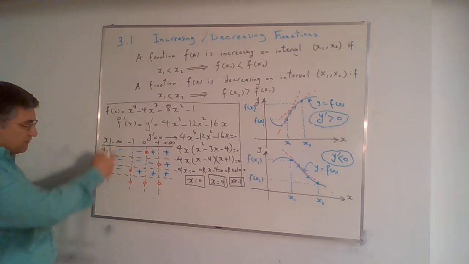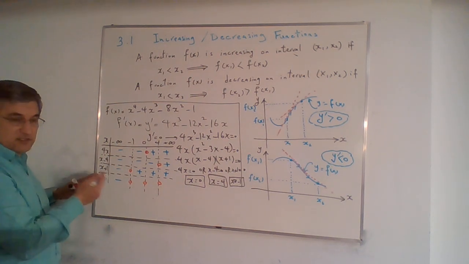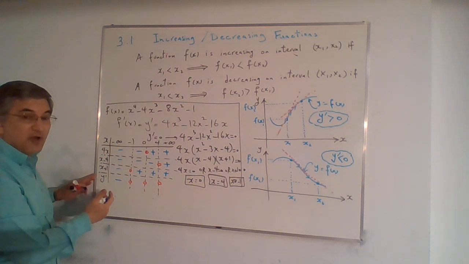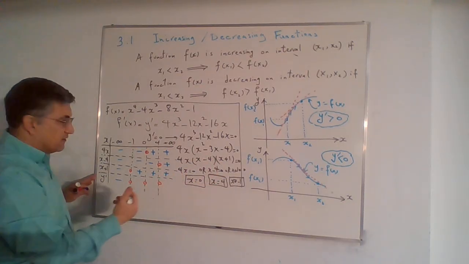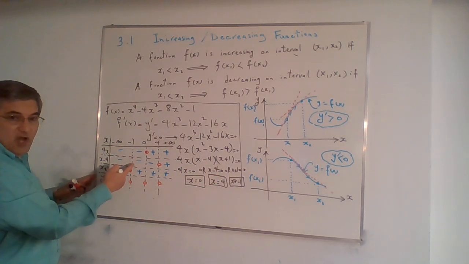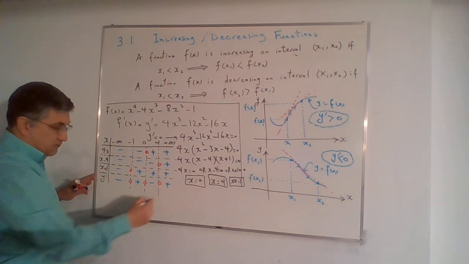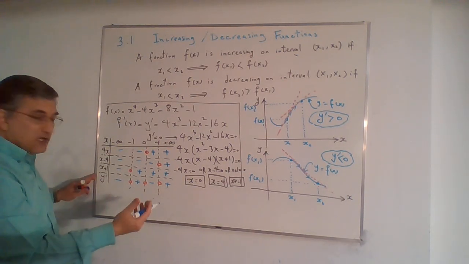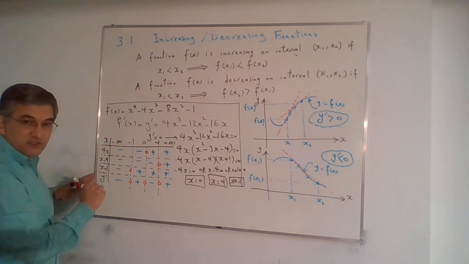And now the product of these three negative signs will give me a negative sign as the sign for y prime, because y prime was nothing but the product of those three factors. Negative times negative is positive, positive times positive is positive. We end up with negative here and positive over there. So finally, we succeeded in finding the sign of y prime over different intervals.